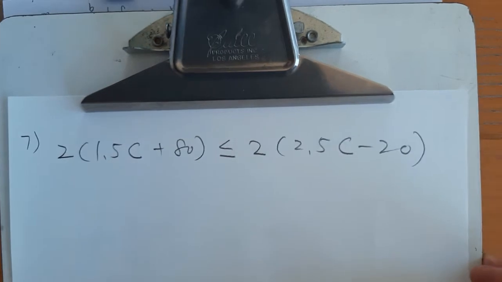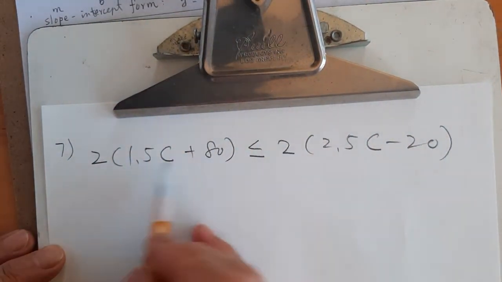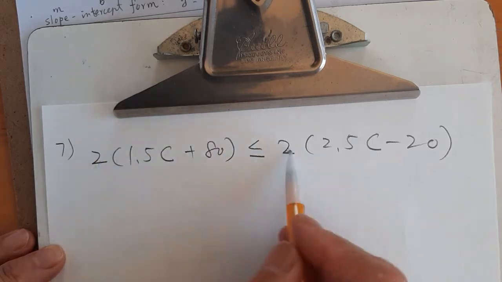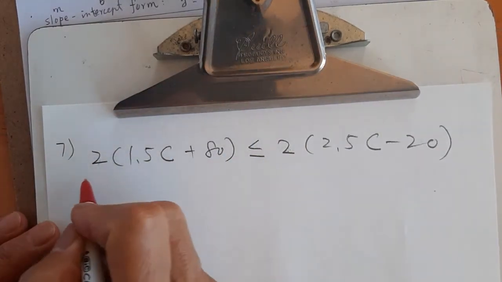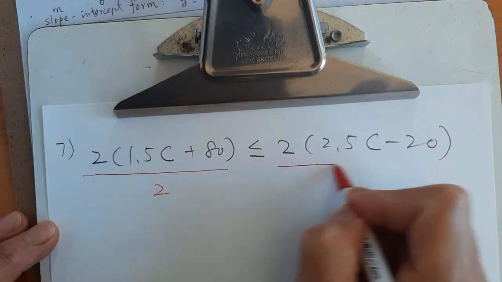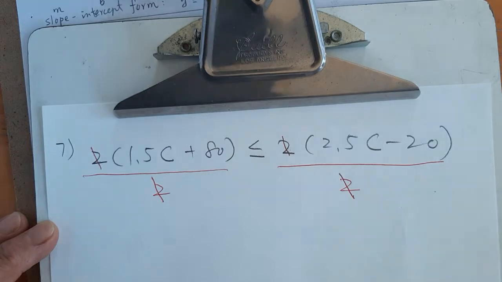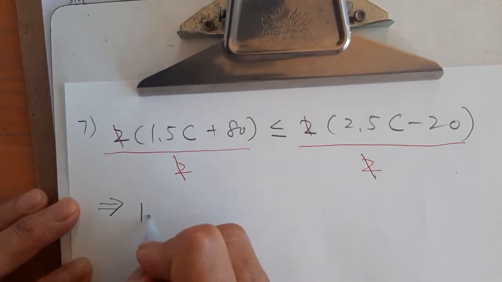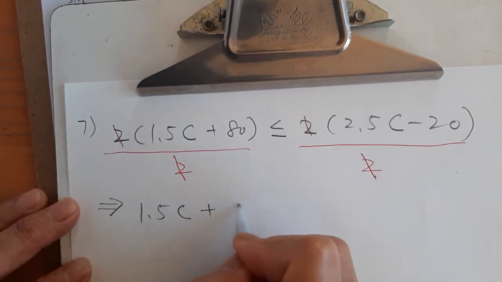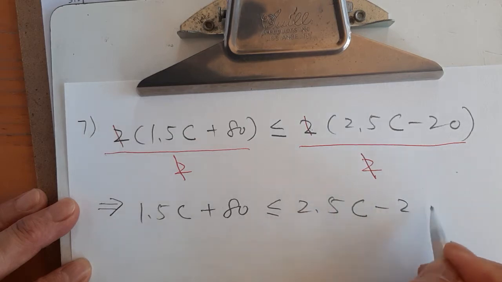So question 7, this question. First of all, because there is a common factor 2, we can divide both sides by 2. This side divided by 2, this side divided by 2, the 2 and 2 cancel. Then it is still less than. So it becomes 1.5C plus 80 less than or equal to 2.5C minus 20.